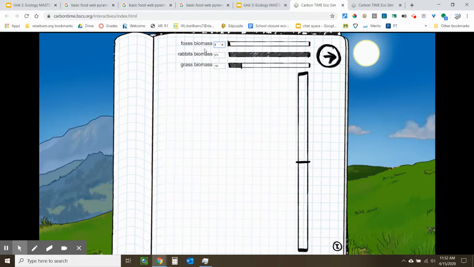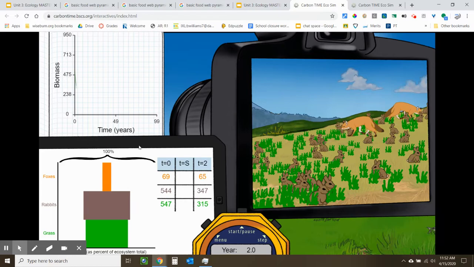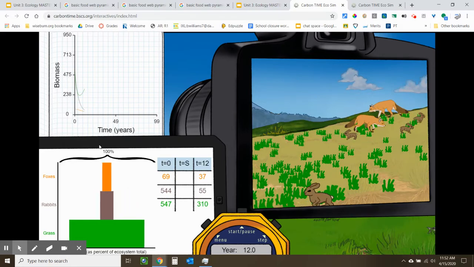For instance, in this case, there are 0 foxes, and maybe I want 547 for grass, and maybe I want to put the same for rabbits, and we'll just see what happens if we maybe let's change the foxes to about there and see what happens when we hit run. Now, when I hit run on this, it's going to run an algorithm that will show what we think is going to happen as these things interact with each other.